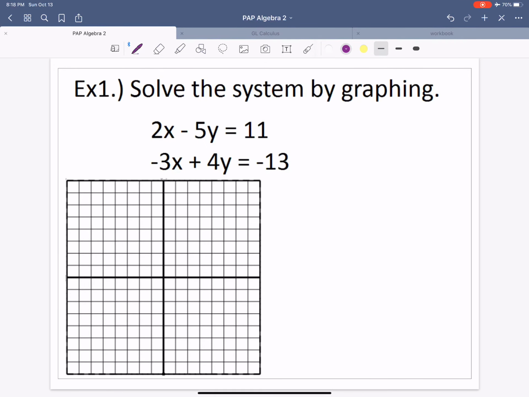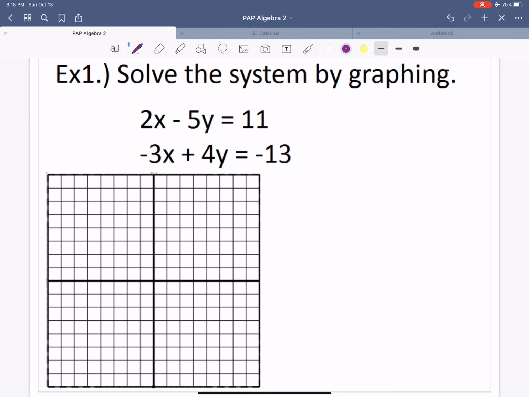Example 1 says solve the system by graphing. So this one actually defines for us the method that it wants us to use. It wants us to use graphing, and it gives us two equations. Our first objective here is to graph each one of these lines on the same coordinate plane. As you look at these two lines, neither of them is in a very useful format.